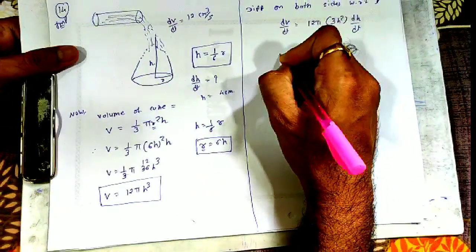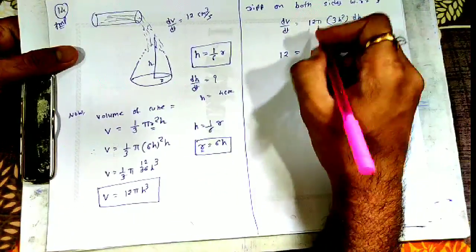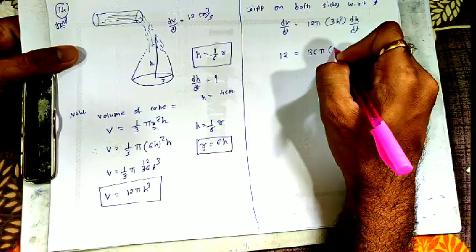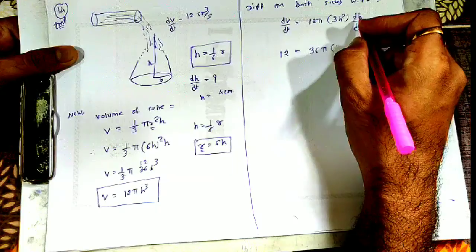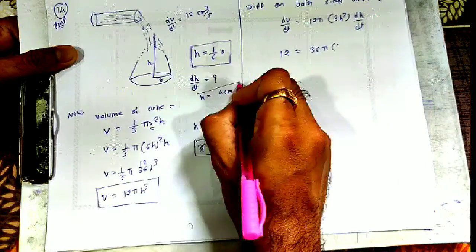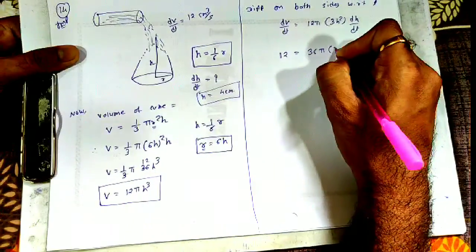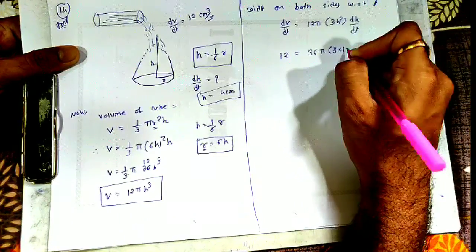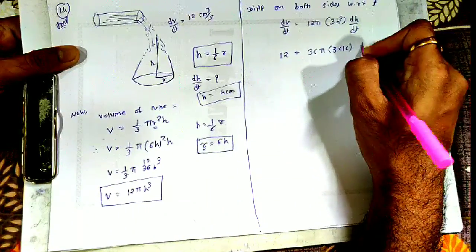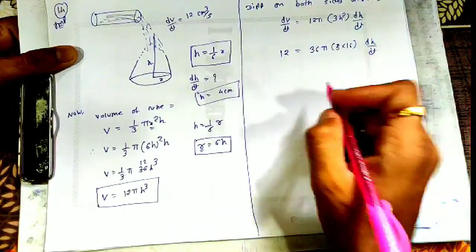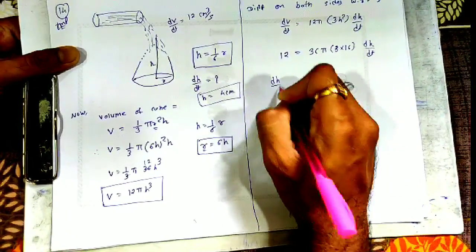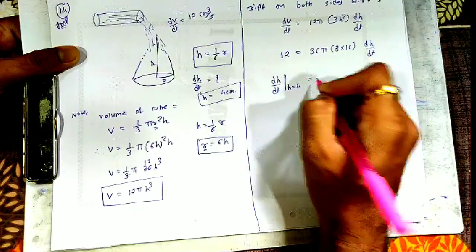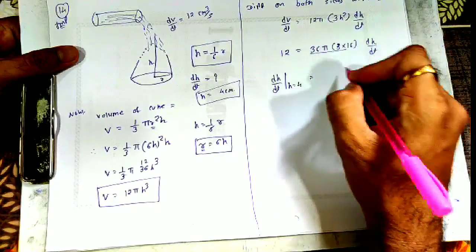So put this one as 12, that is equal to 36 pi h square. To find the rate of change of this, dh by dt at h equal to 4. H equal to 4. So this one is 3 into h square, so 16. So dh by dt. So rate of change of height when h equal to 4 is, इसको डिनोमीटर में ले जाएंगे.